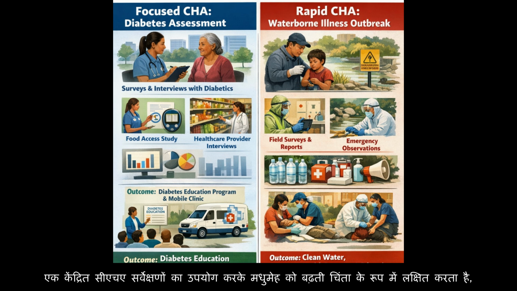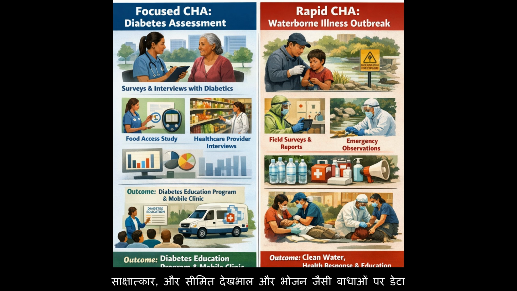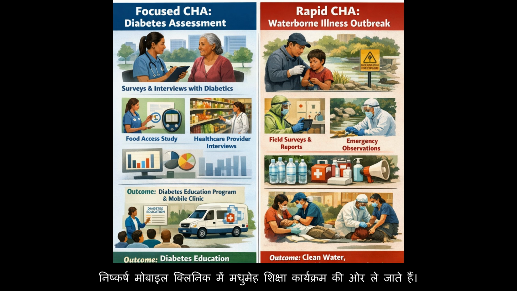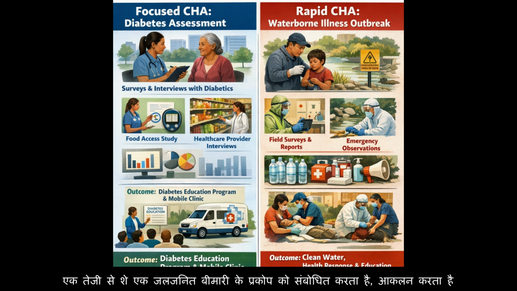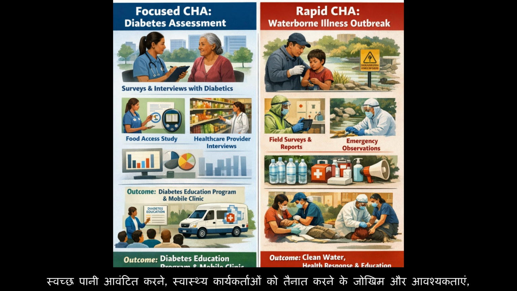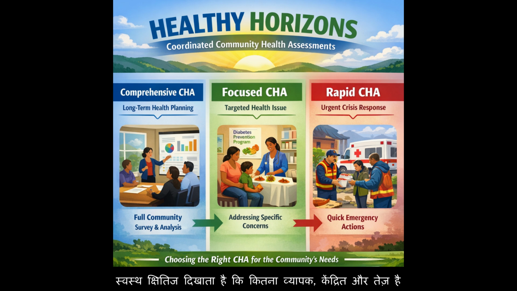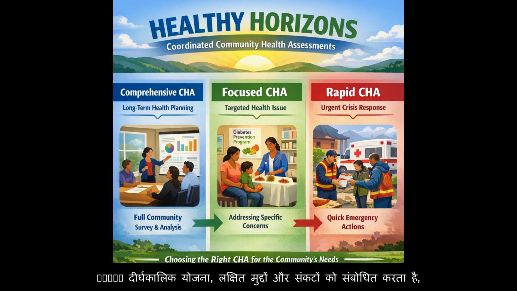A focused CHA targets diabetes as a growing concern using surveys, interviews, and data on barriers like limited care and food access. Findings lead to a diabetes education program and mobile clinic. A rapid CHA addresses a waterborne illness outbreak, assessing risks and needs to allocate clean water, deploy health workers, and prevent further cases. Healthy Horizons shows how comprehensive, focused, and rapid CHAs address long-term planning, targeted issues, and crises, ensuring effective responses to the community's evolving needs.